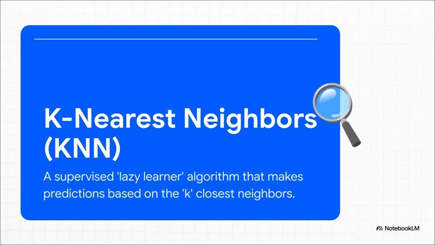And here's a cool part. It's also called a lazy learner. Why? Because it doesn't do a ton of work up front. It literally just stores all the data you give it and only does the hard work of calculating things when it's time to make a prediction.